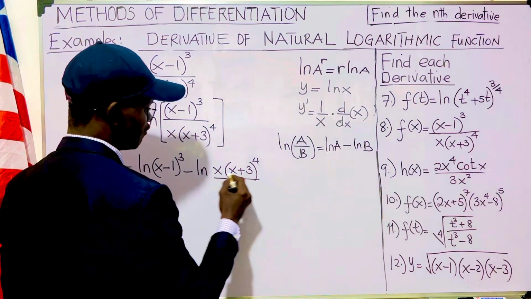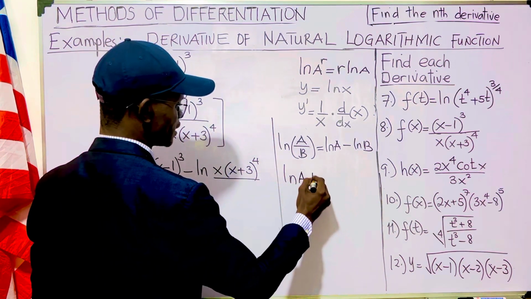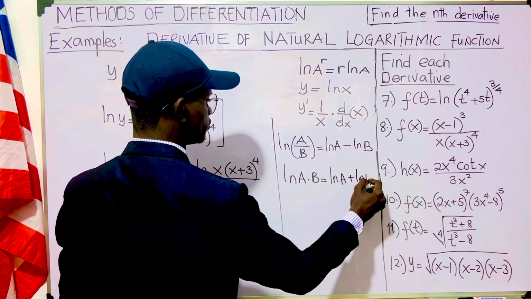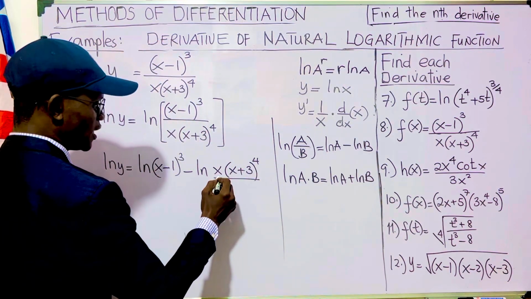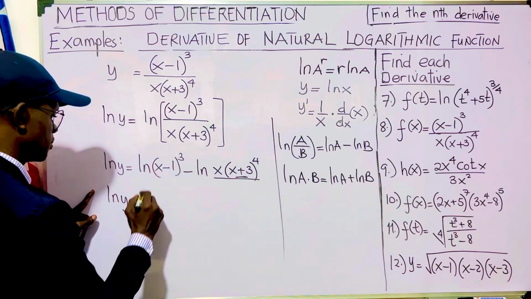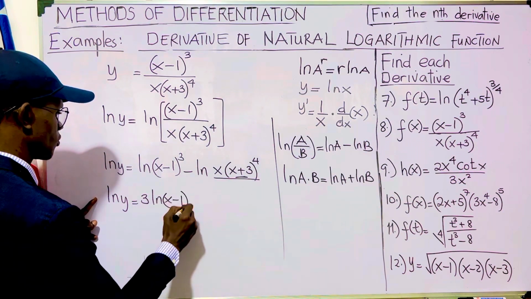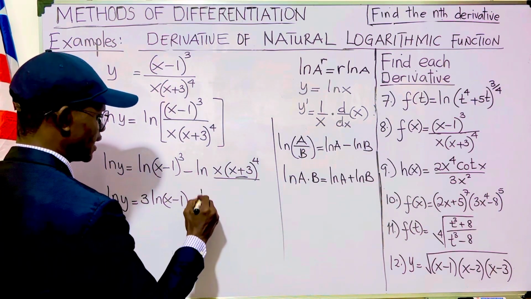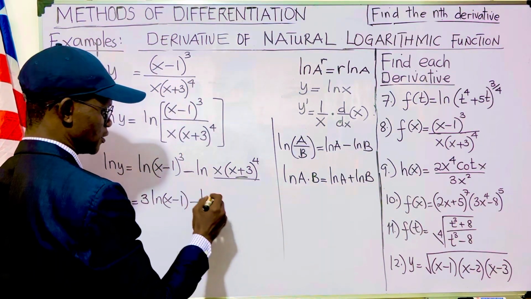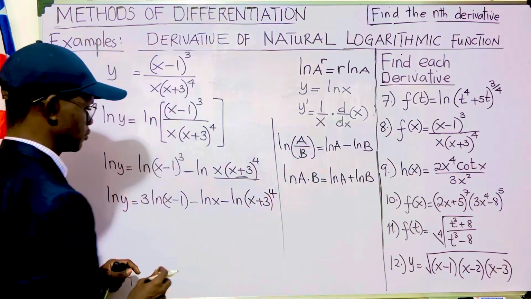Now, for this portion, we have multiplication. So we can also record that ln of a times b is equal to ln of a plus ln of b. So this represents our a and this represents our b. So we can now have ln of y equals, this 3 comes down, which is 3 ln of x minus 1 minus, so we take the ln of x plus the ln of b, but because of this negative, we'll have minus a ln of x plus 3 raised to the fourth power.